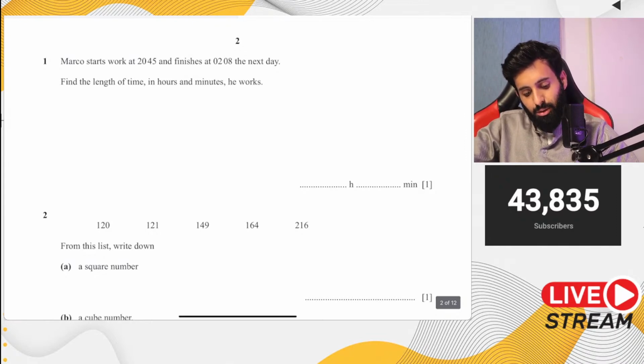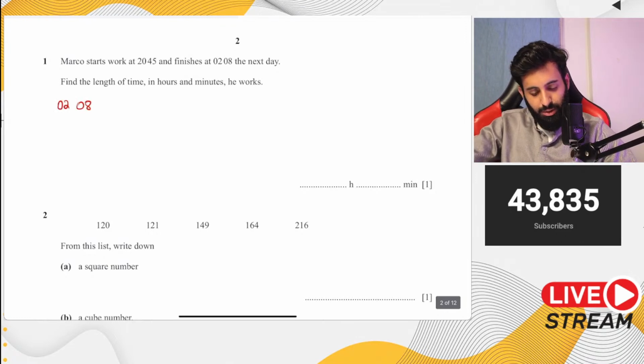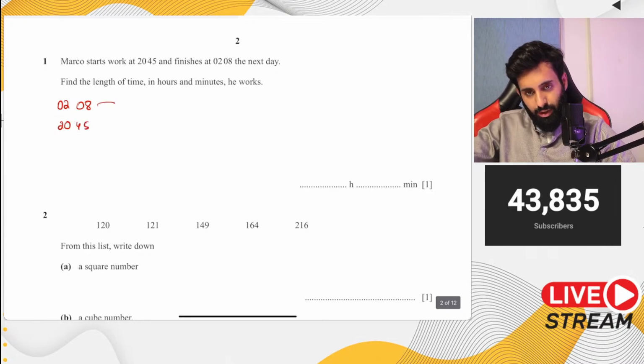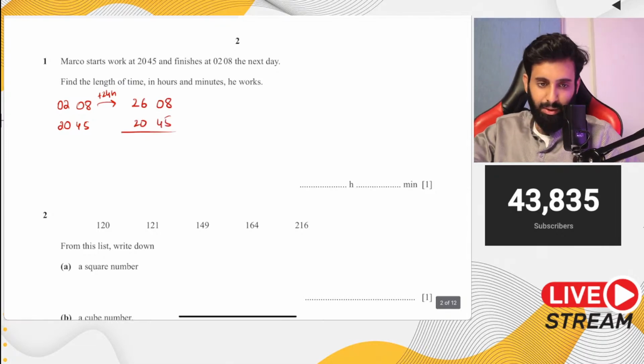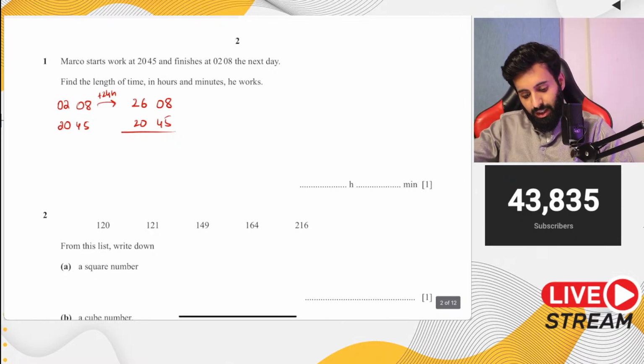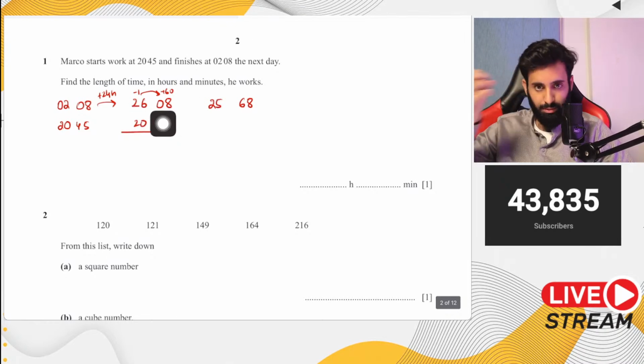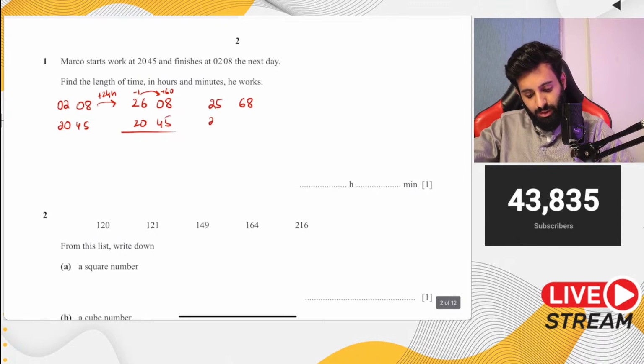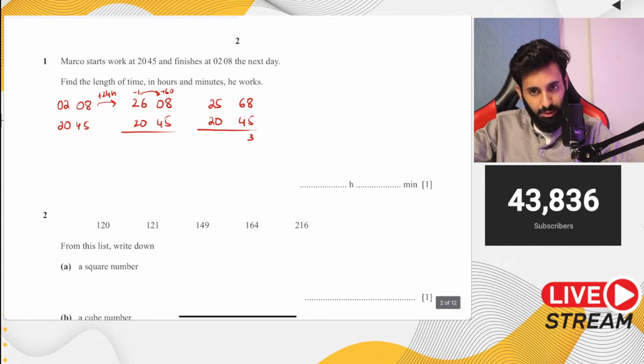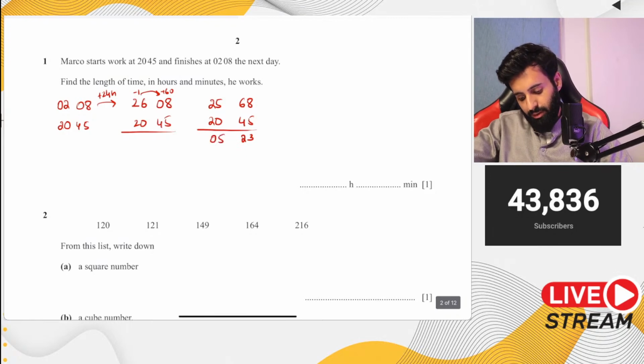Okay, so 02:08 the next day means that you can't subtract 20:45 from it. So instead you add 24 hours, and if you add 24 hours, what you get is 26:08, and from it you can now subtract 20:45, except that when you start doing that you'll realize that you can't. So in that case we add 60 to 8, so it becomes 68, and we take 1 hour away from 26. So we borrow 1 hour from 26 hours and give it to 8 in the form of minutes, so that's why we have 25:68, from which we subtract 20:45, which we can comfortably. So 8 minus 5 is 3, 6 minus 4 is 2. 25 minus 20 is 5, so there you go, 5 hours and 23 minutes.